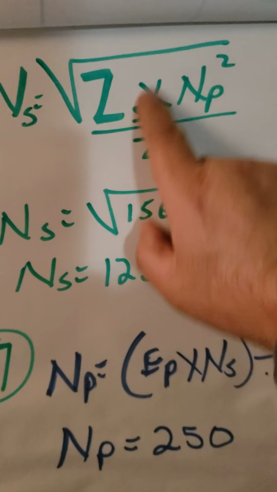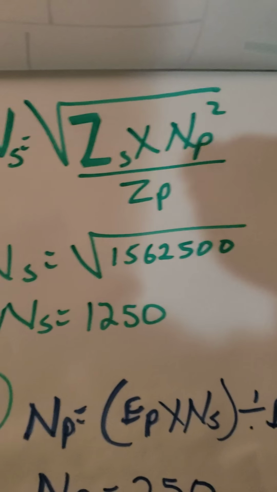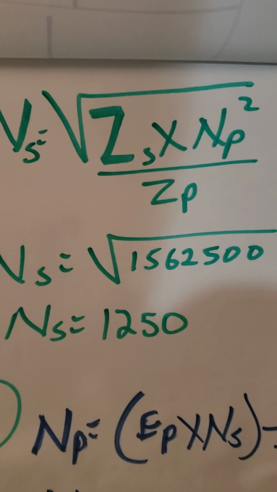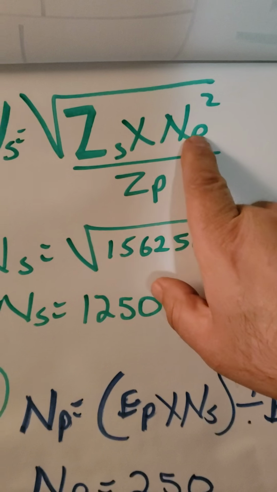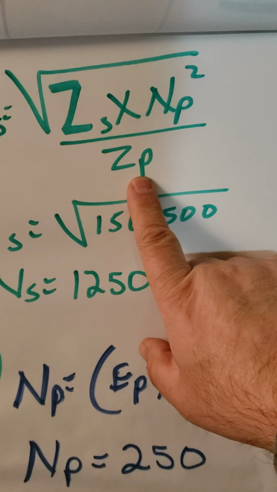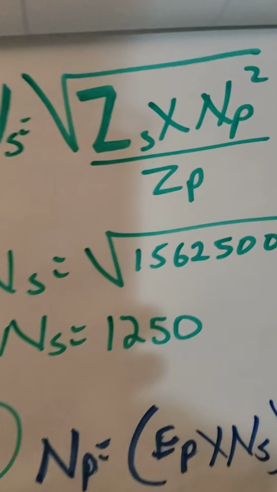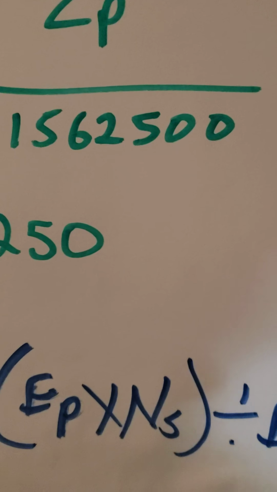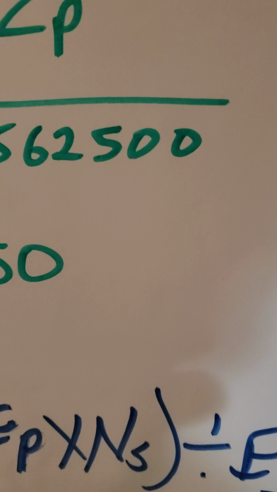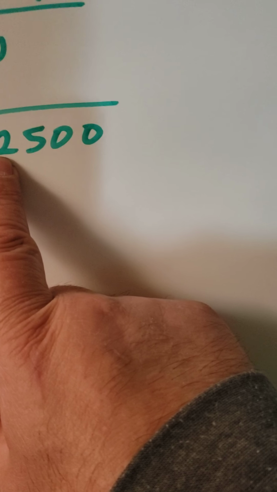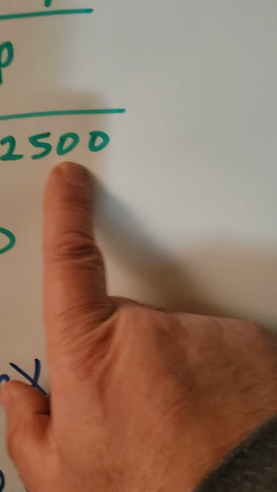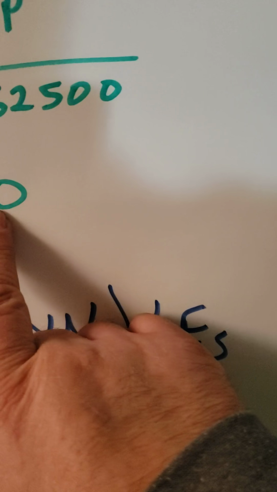NS. This one, it does have it in the book. And if you look real closely, it has a small percentage point in the book. So NS equals ZS times NP square divided by ZP. So the NP square, that number is 2,500. So it'd be 2,500 times 2,500, multiplied by the ZS, divided by the ZP. It comes up to, what's that, 1,562,500, square root, and I have 1,200 turns.